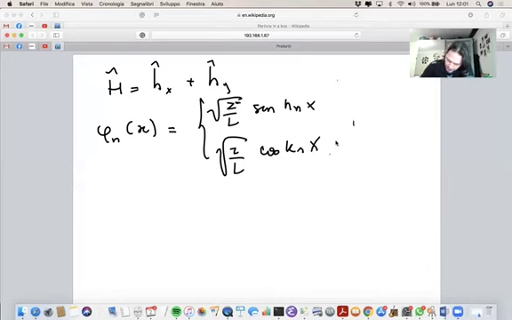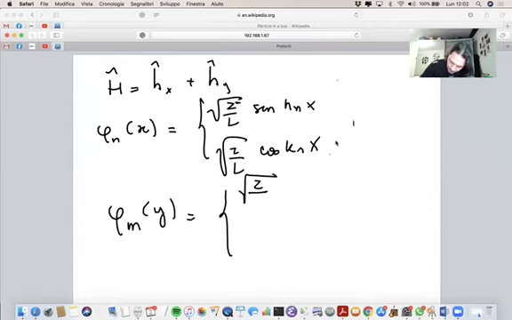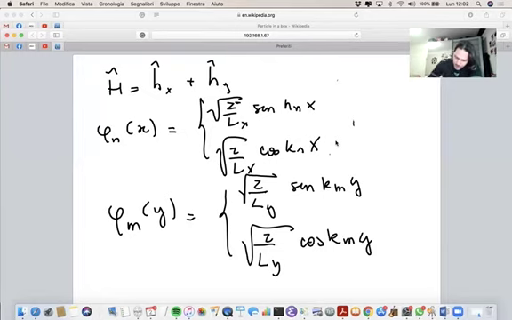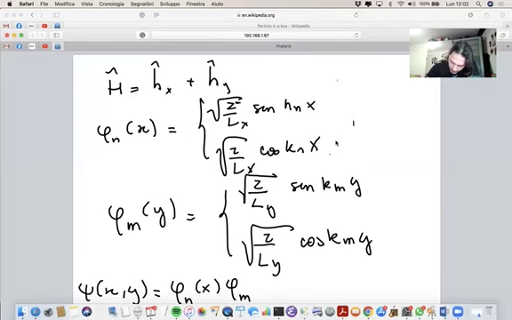So I have my wave function for the x box, sine k_n x, and the one for the y box, root of 2 over Ly cosine k_m y. So now my wave function in 2 dimensions does not depend on only one principal quantum number, like in 1D. It depends on two principal quantum numbers, nx and ny.